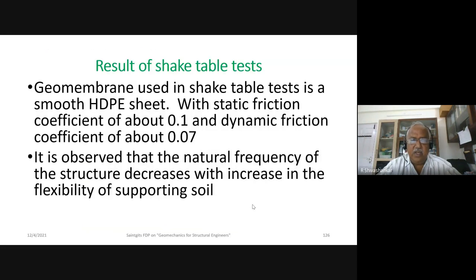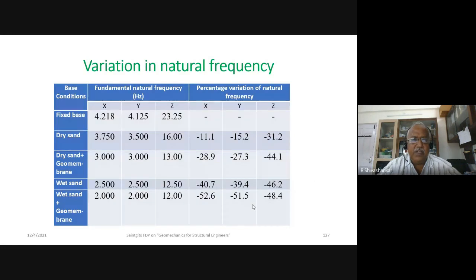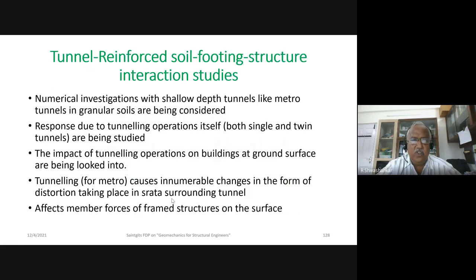And we used a geosynthetic HDP sheet. So we found that using a geomembrane or geosynthetic layer will reduce the fundamental frequency for fixed base in the XYZ direction. These were the frequencies. When you use dry sand, then dry sand with geomembrane further reduced it, but wet sand was still lesser, and geomembrane also had effect. So a geomembrane strip layer can be used beneath footings for base isolation.